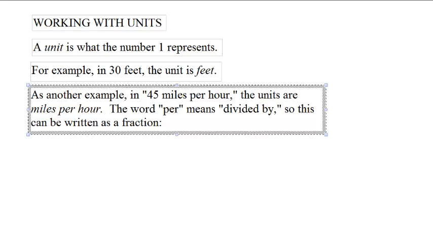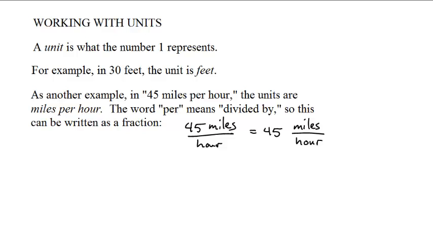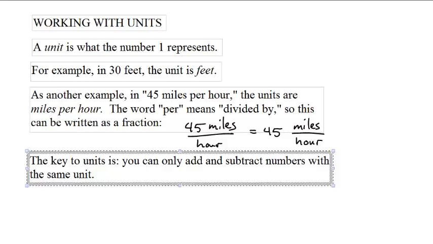As another example, in 45 miles an hour, the units are miles per hour. Not the miles or the hours, but combined, miles per hour. Also, the word per means divided by. So we can write this as a fraction. 45 miles per hour is 45 miles divided by hours, which we can put the number out front, remember, because 45 times miles over hour is really 45 over 1. We multiply the tops, we multiply the bottoms. That would put the 45 up top. So this makes it clear that the number part is the 45, the units part is miles over hour.